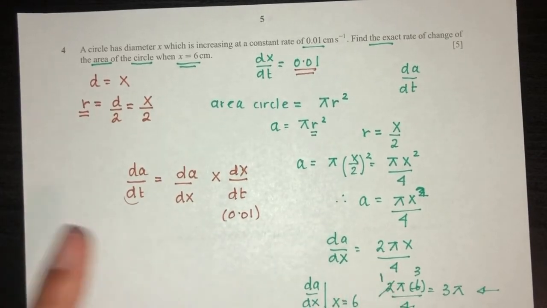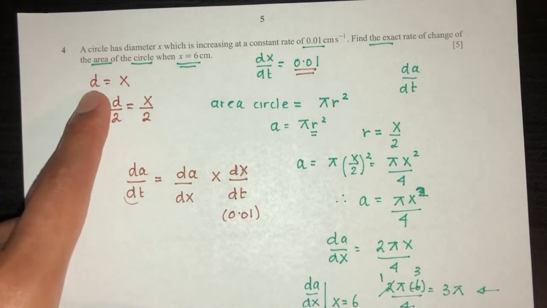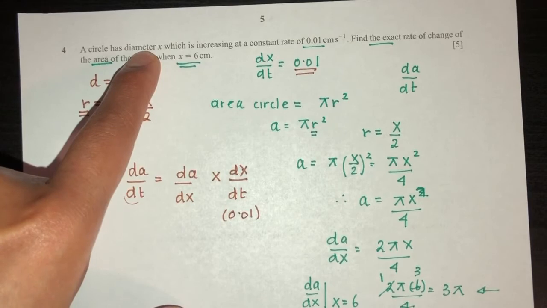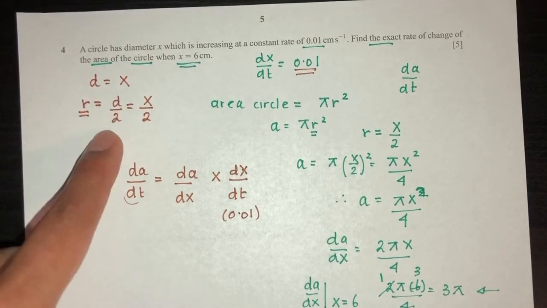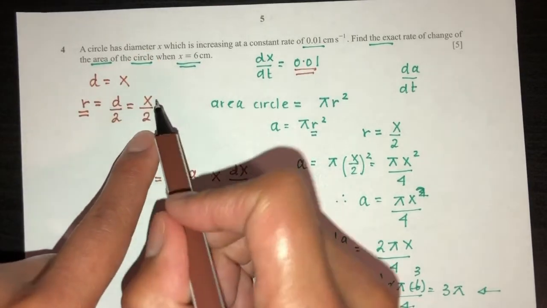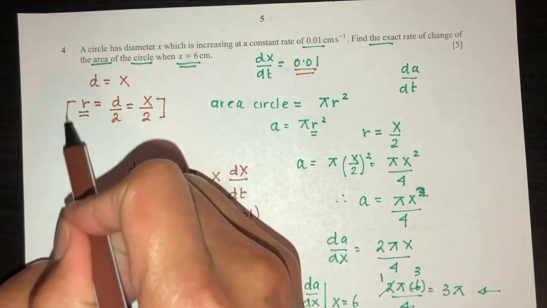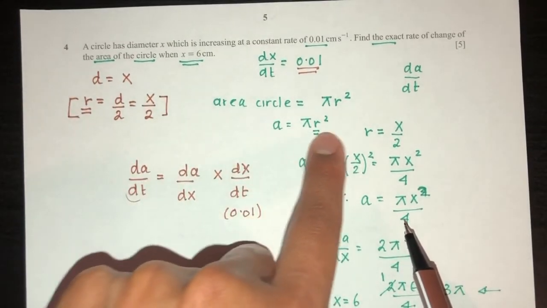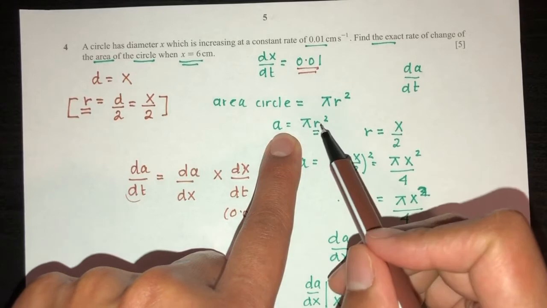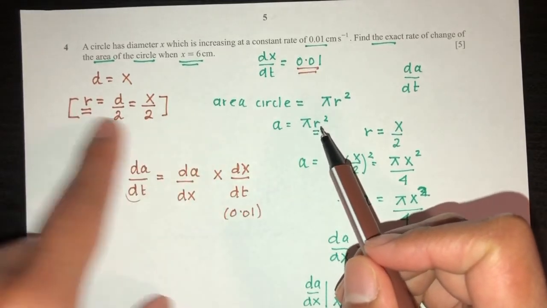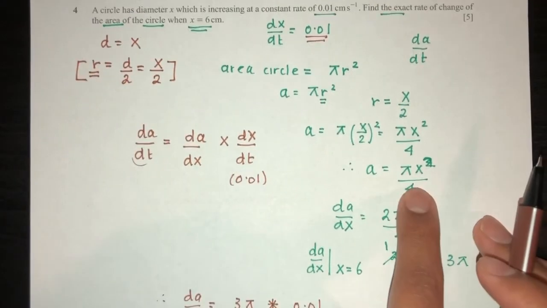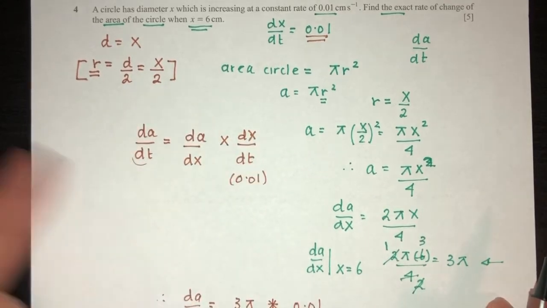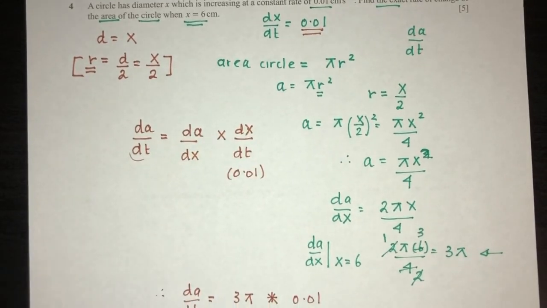So the main point here you have to understand is that diameter is 2 times radius, so radius is half of diameter. So that's the first equation. And then we have to know the formula for area, and then replace the value of r by this. You will have this, and then you can just find this pretty easily. Okay, that will be question number 4.